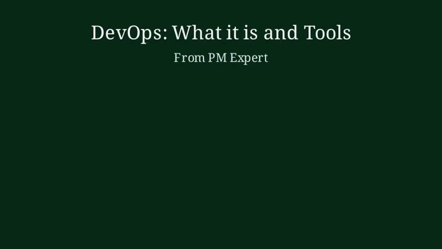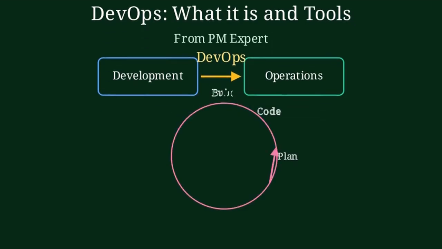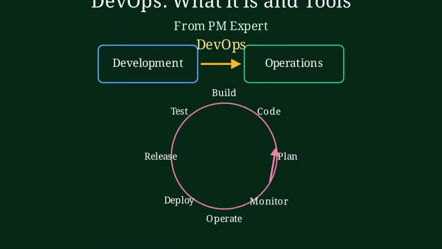In this video, we will learn what DevOps is and the tools associated with it. DevOps is a culture and set of practices that brings development and operations together. The goal is to deliver software faster, safer, and more reliably. A simple way to visualize DevOps is as a continuous loop: plan, code, build, test, release, deploy, operate, and monitor. The loop shows continuous improvement.